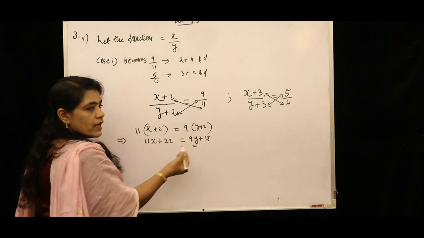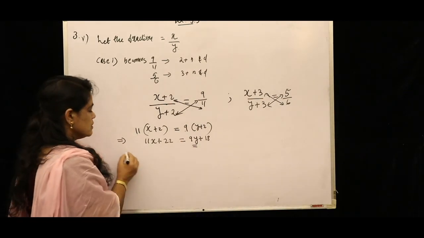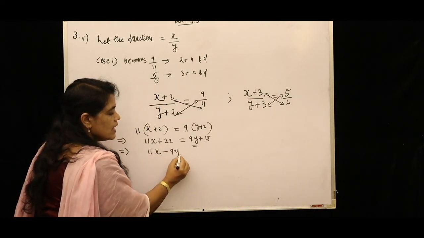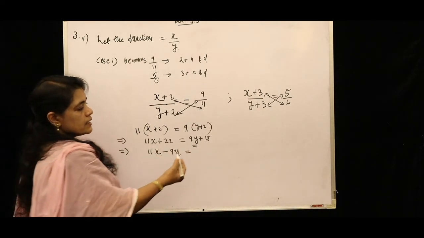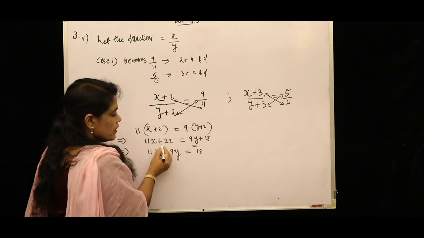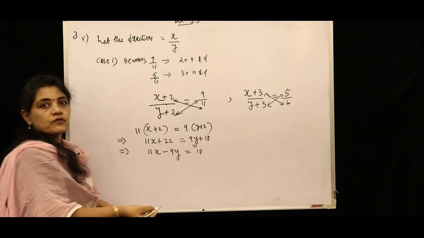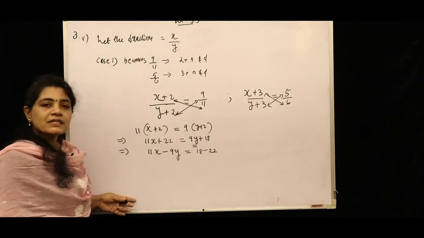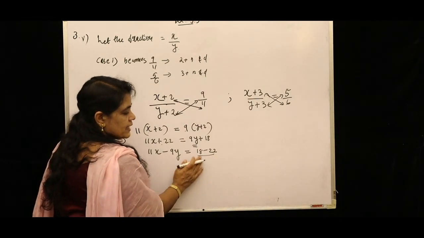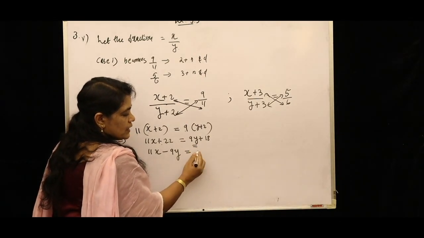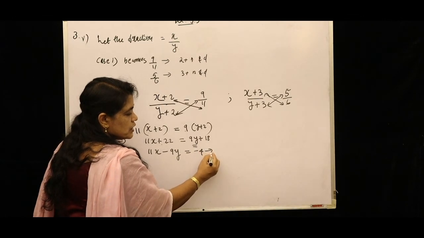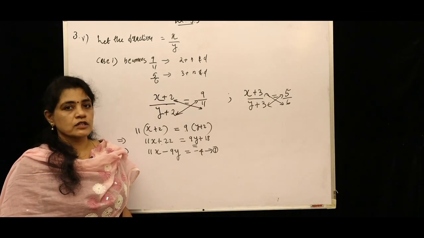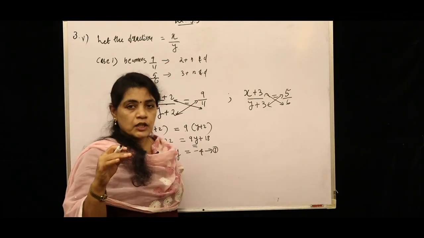Now we can take this variable 9y to the LHS. So 11x is already there, then minus 9y equal to the RHS constant 18. Now we are taking this 22 from LHS to RHS, so negative 22. So negative 22 plus 18, that is 22 minus 18 is 4, that is negative 4. This is equation number 1. How we found the first equation is clear, children? Under cross multiplication to remove the denominator.